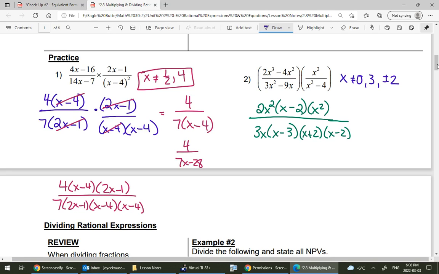And then we get out our lightsabers. Pachoo! Pachoo! X squared. Gone. And we are left with 2x cubed on the top. Make sure you don't miss that x at the end. And then we have a 3, an x minus 3, and an x plus 2. Now I know that doesn't look much simpler, but we still have canceled out some terms. And so we have 2x cubed over 3 times x minus 3 times x plus 2. With our NPVs, x cannot be 0, 3, or plus or minus 2.